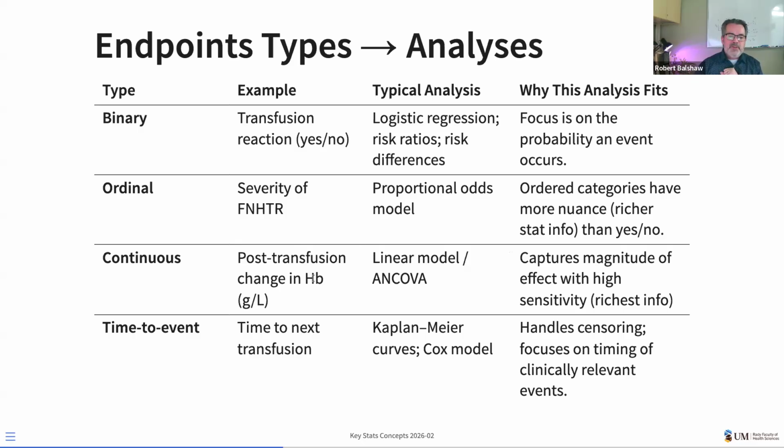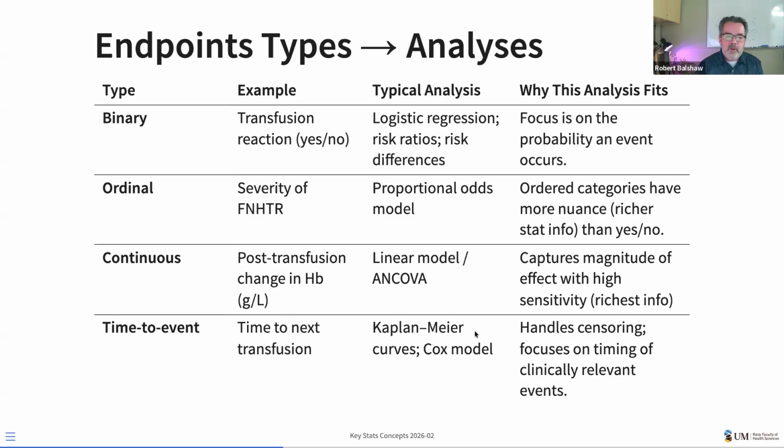Things like post-transfusion change in hemoglobin, nicely addressed by things like linear models and analysis of covariance. In the context of a longitudinal pattern, you remember one of the endpoints, one of the objectives might be about changes over time. Those might be linear mixed effects models, or analysis of covariance, repeated measures approaches, where we're capturing the magnitude of the effect with high sensitivity using a continuous outcome, and these models which focus exactly on those outcomes, those endpoints. And time to event, things like time to next transfusion.